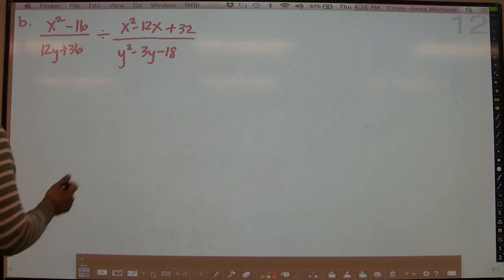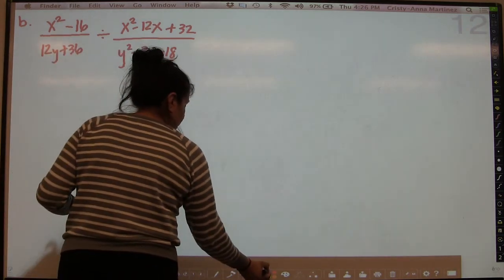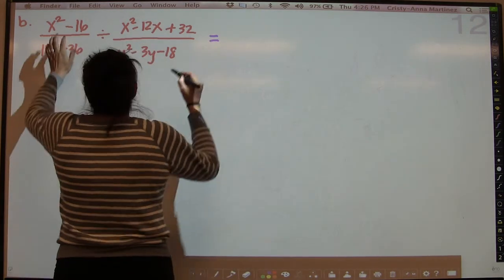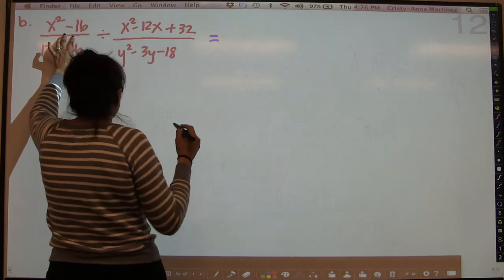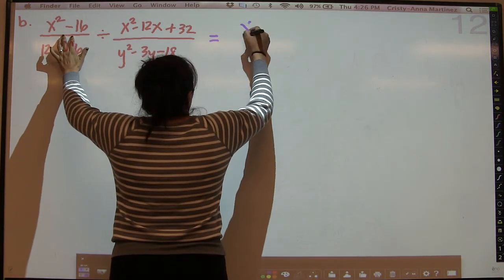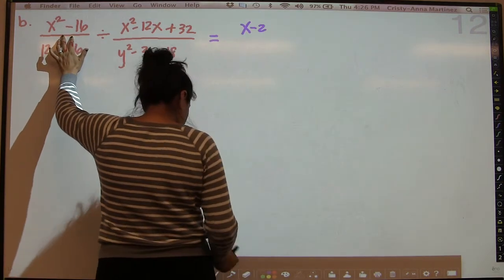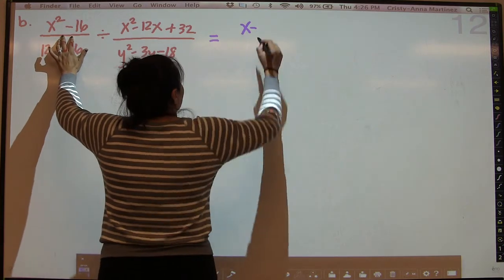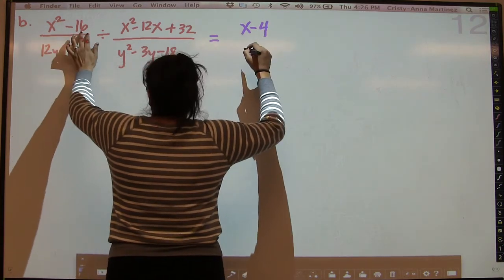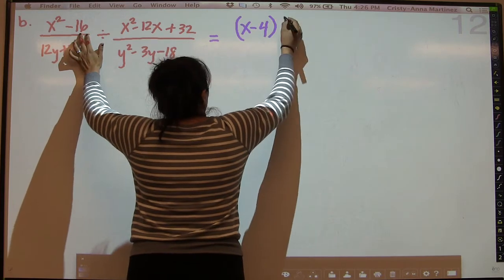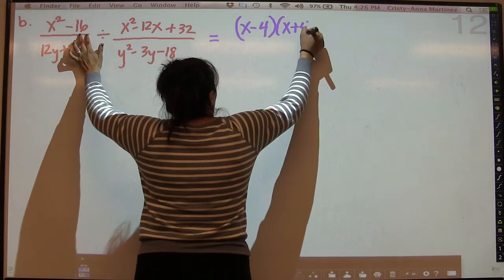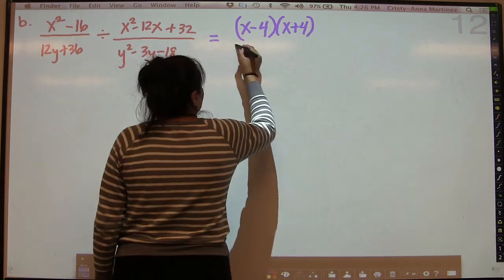And so on the top of this expression, this one's an easy one to factor because it's a difference of 2 squares. So we're going to get x minus, sorry, not x minus 2, but x minus 4, because it's going to be x squared minus 4 squared. So x minus 4, x plus 4 for that guy.